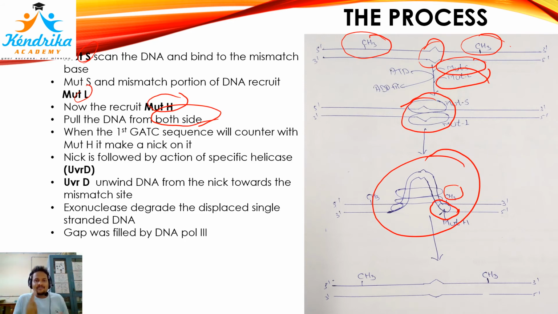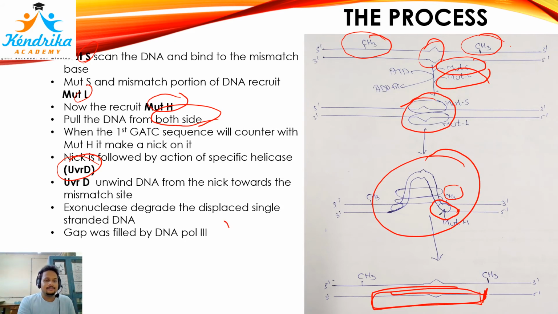Mut-H's role is to cut the particular DNA in your newly synthesized strand. So when they pull, and the first GATC sequence, the first CH3 or first mut-H comes, they stop the pulling and mut-H becomes activated and it cuts the 3' newly synthesized strand. You can see it cuts the newly synthesized strand. Then this nick can be removed, this part, by UvrD. It's a specific helicase. It will remove this particular DNA from here till this part, and this can be repaired. Once more it can be filled by your DNA polymerase 3. Clear? In E. coli, that's why we're talking about E. coli, it's DNA polymerase 3.